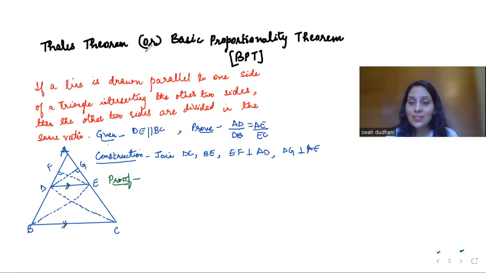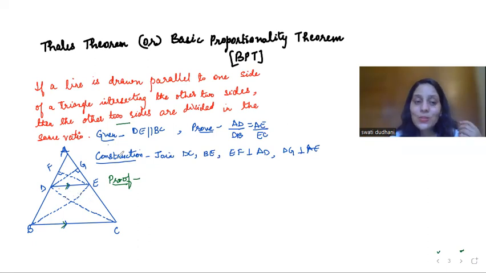So basic proportionality theorem, also known as the Thales theorem. It states if a line is drawn parallel to one side of a triangle intersecting the other two sides. Now here we have a triangle. We have a line drawn parallel. DE is drawn parallel to one side, that is BC. It is intersecting the other two sides AB and AC in two parts, right? Then the other two sides are divided in the same ratio. So the other two sides, AB and AC, they are divided in the same ratio is what we need to prove.